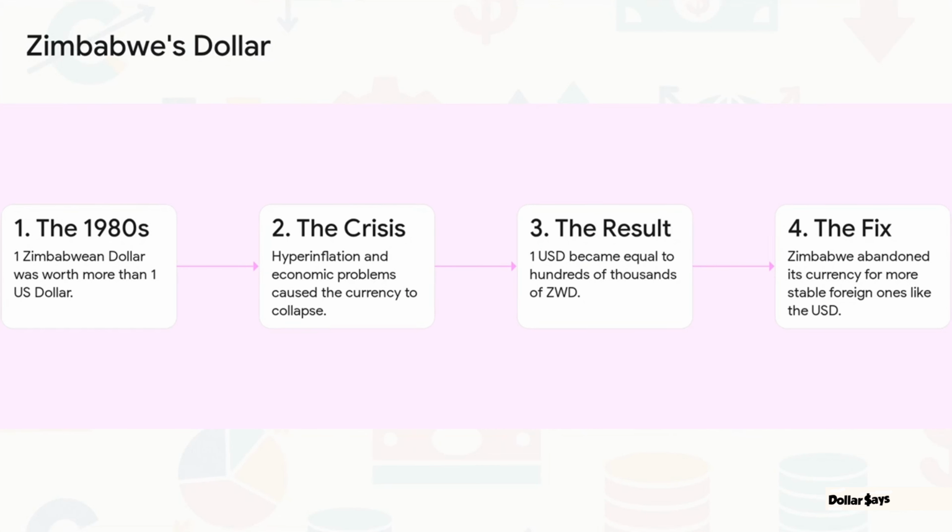And if you want a really dramatic, almost unbelievable real-world example, you just have to look at Zimbabwe. Believe it or not, back in the 1980s, their dollar was actually worth more than a US dollar. But then, insane hyperinflation took over and completely vaporized its value, to the point where the government eventually just gave up and abandoned its own currency entirely.